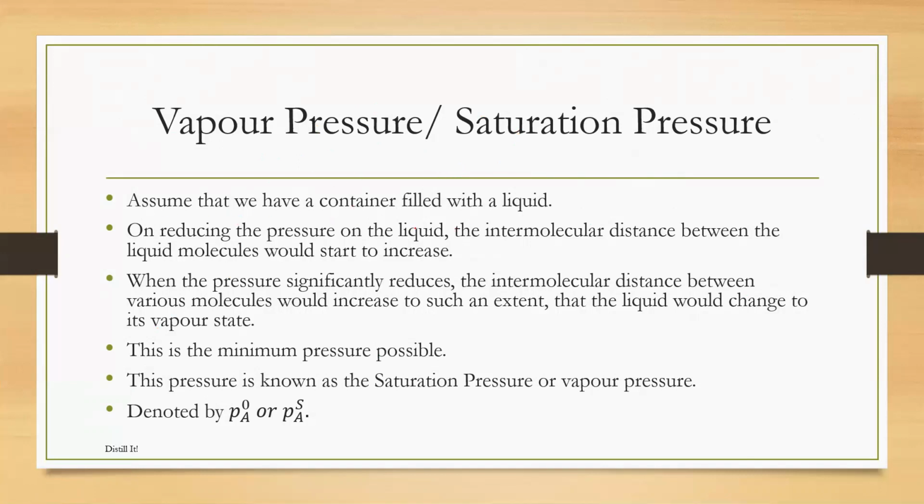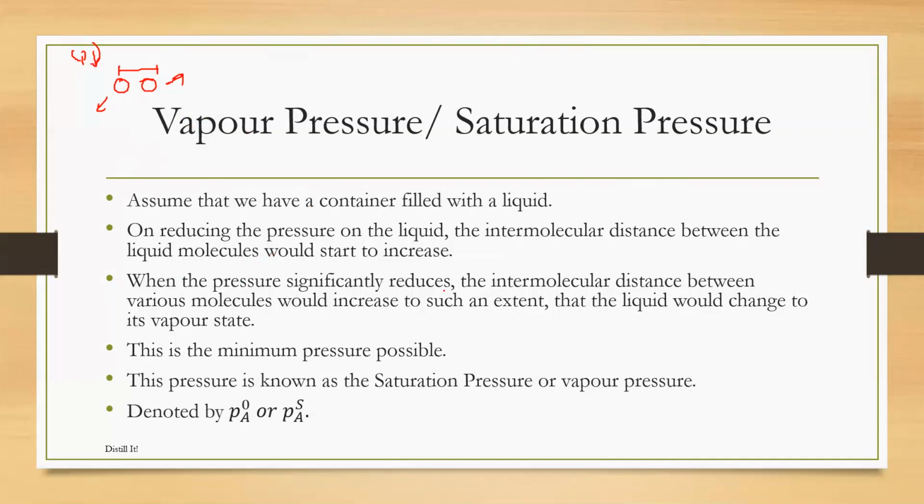So assume that we have a container filled with a liquid. Now, you know that when we have a liquid, the molecules are situated close to each other. But let's say we start reducing the pressure slowly. If that happens, then these molecules will start moving far off from each other, right? The intermolecular distance would increase.